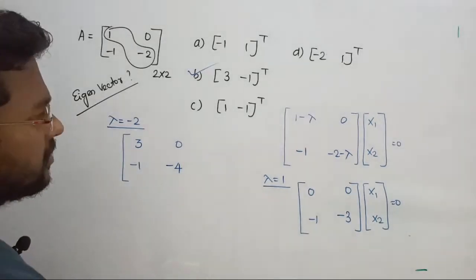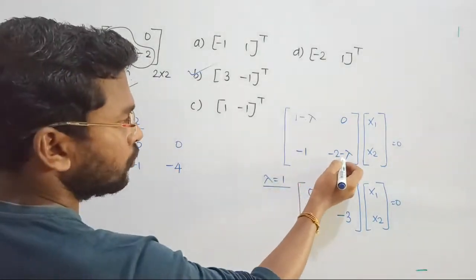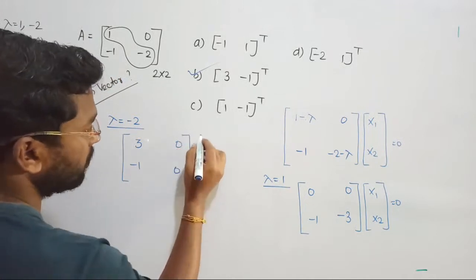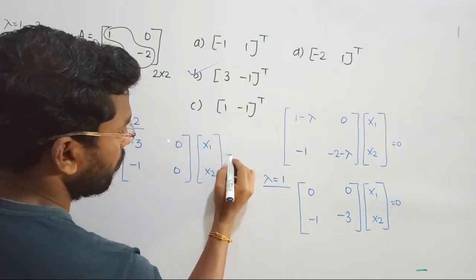I think I made a mistake, right? Here it is 1 minus of minus 2 will be plus 2. Here minus 2 minus of minus 2 will become plus 2, no? So it will be 0. Sorry guys, I made a small mistake, right? So that is going to be x1. Here it is going to be x2 equal to 0.